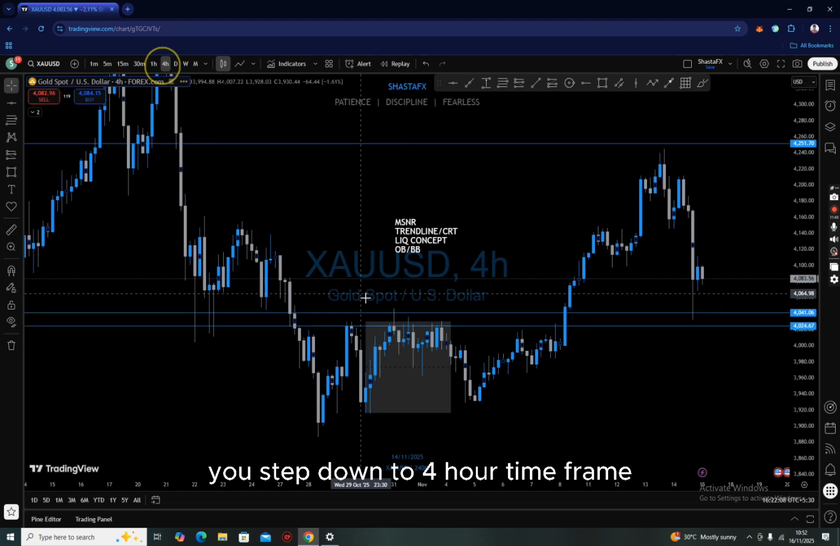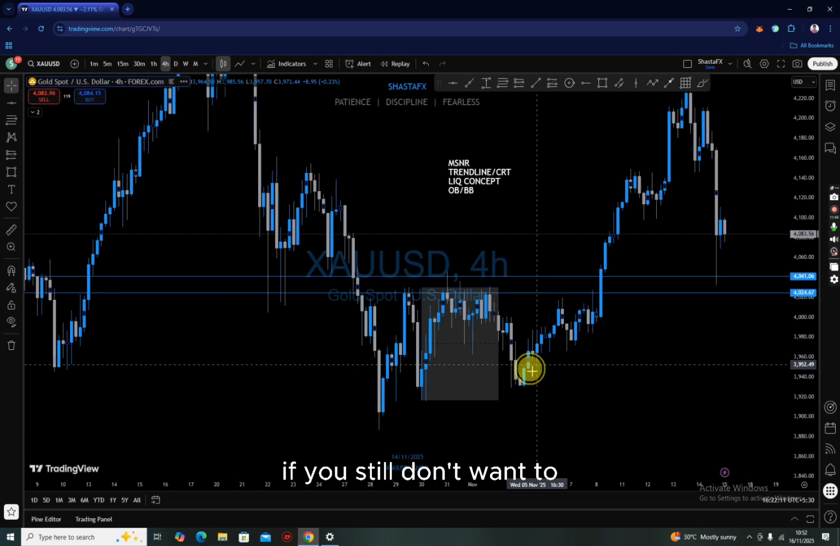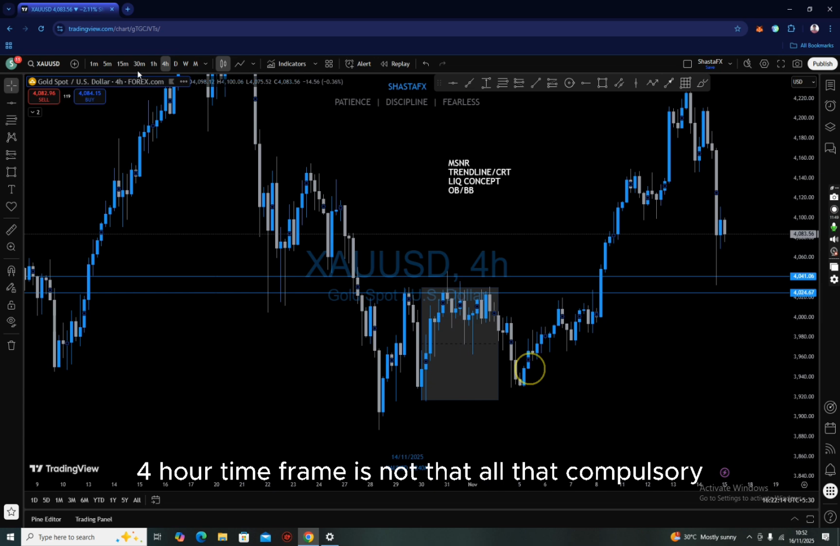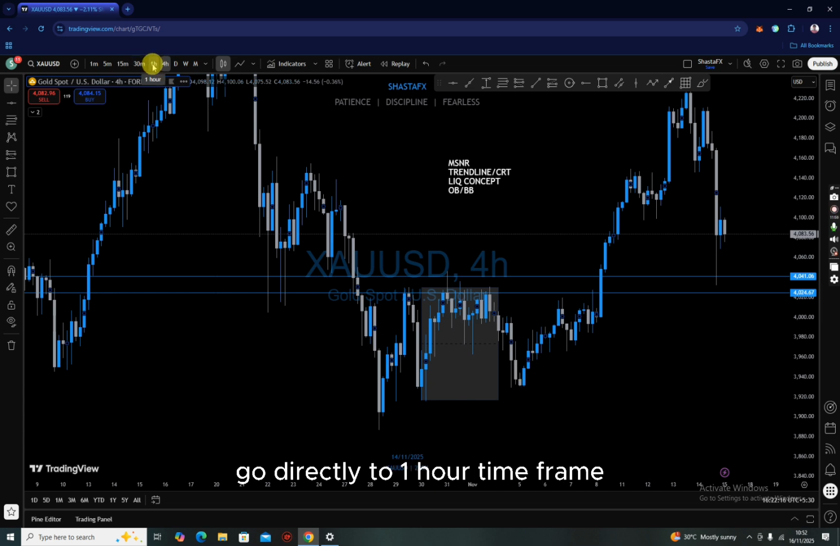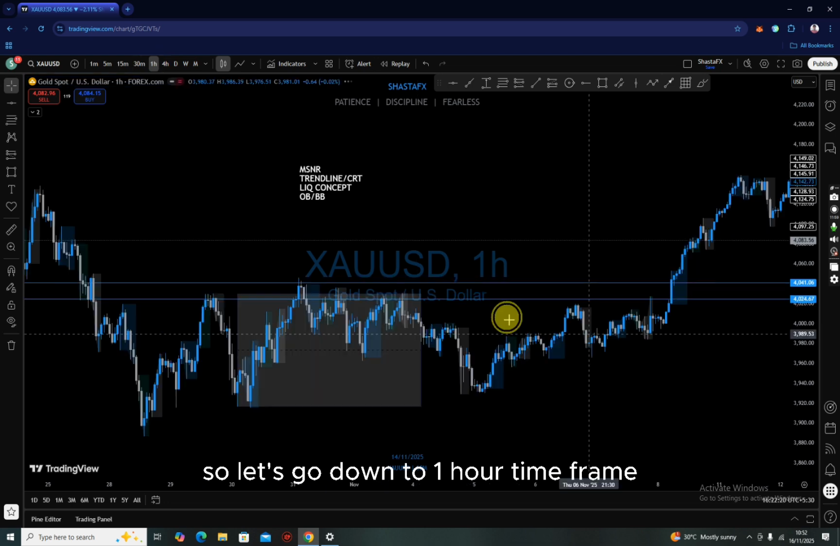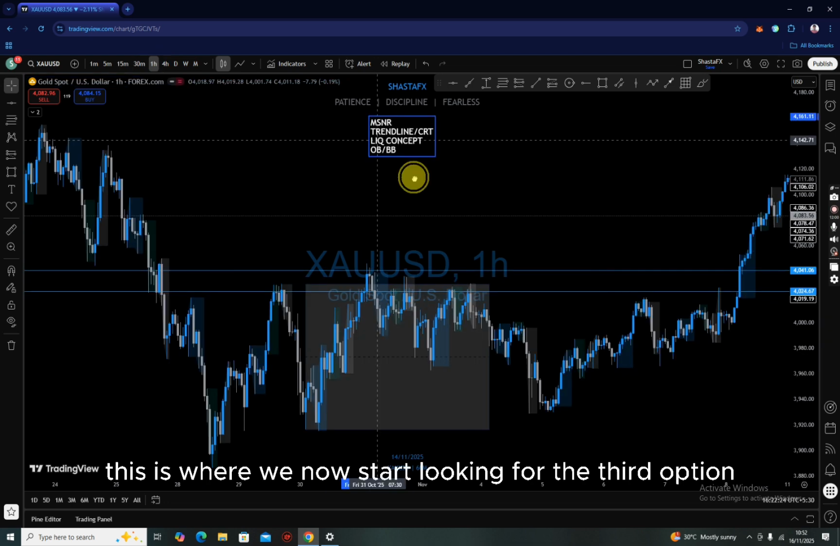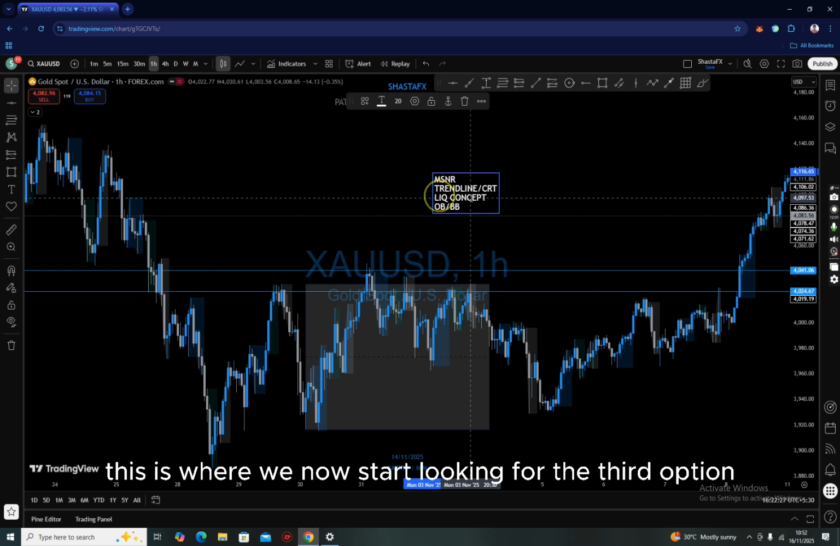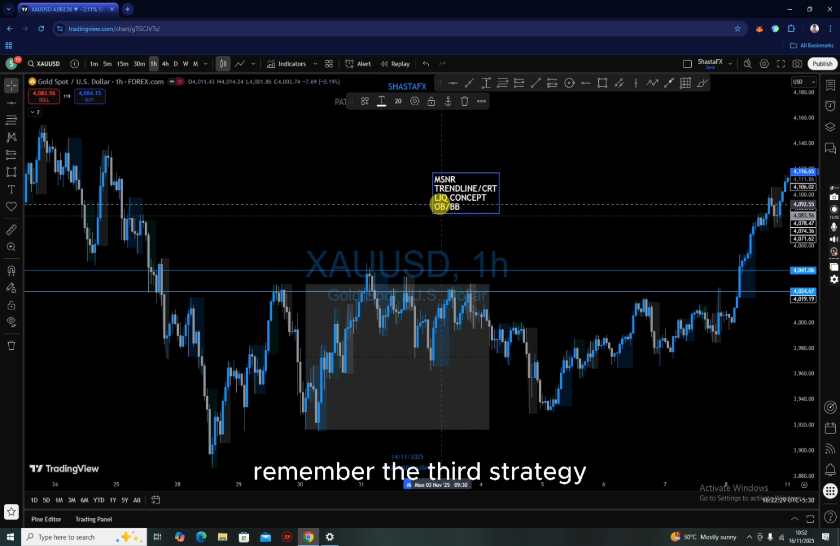If you still don't want to, 4-hour time frame is not all that compulsory. What you need to do is just go directly to 1-hour time frame. So let's go down to 1-hour time frame. Now when you come here, this is where we start looking for the 3rd option. Remember the 3rd strategy, which is what?